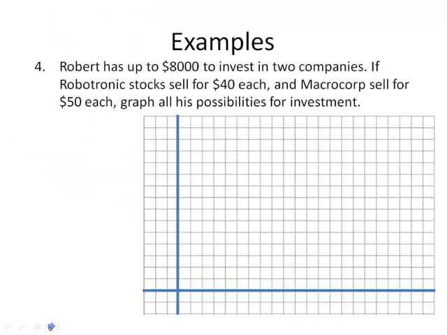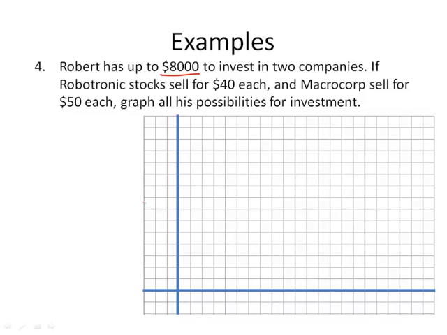Here's a bit of a word problem. Robert has up to $8,000 to invest in 2 different companies. If Robotronics stocks sell for $40 each and MacroCorp sell for $50 each, graph all the possibilities for his investment.